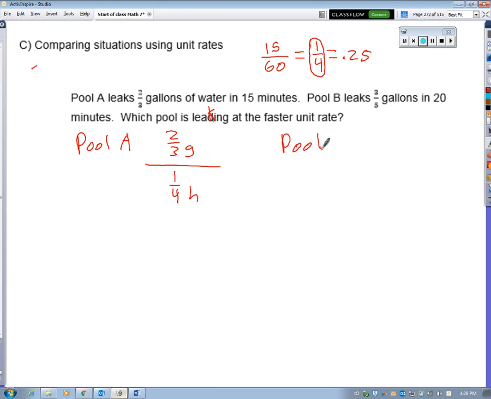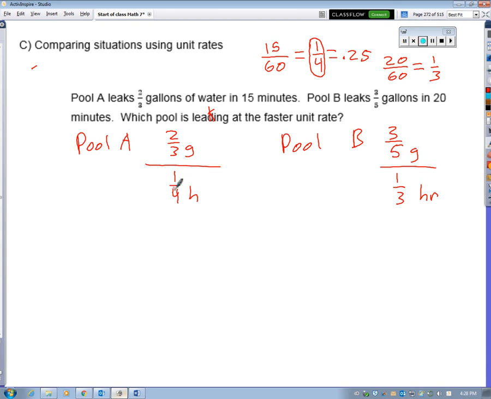Let's take a look at pool B. Pool B is at 3/5 gallon leaking every 20 minutes. So let's change this one around too. We're going to take 20 minutes out of 60 minutes in an hour, and if we simplify that down, that is going to get us 1/3. All right, so we have 3/5 of a gallon leaking in 1/3 of an hour. Now we're ready to go ahead and divide this out and see what we get. These are some pretty simple fractions to divide. That's why I left them like that.